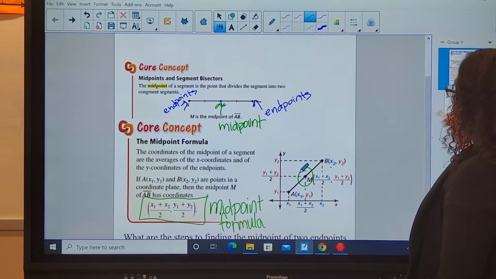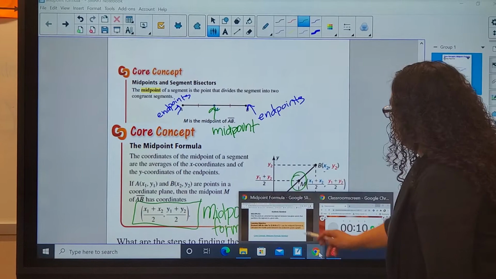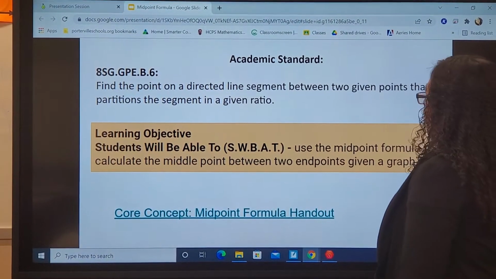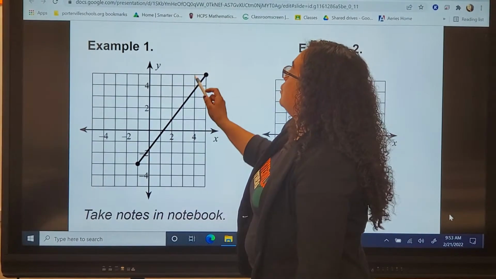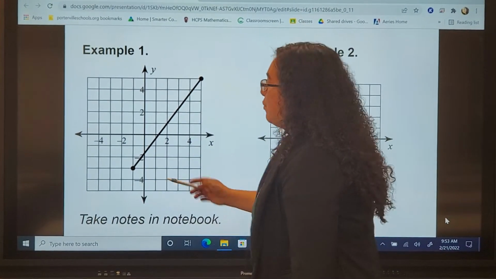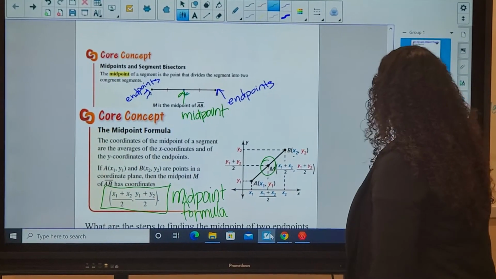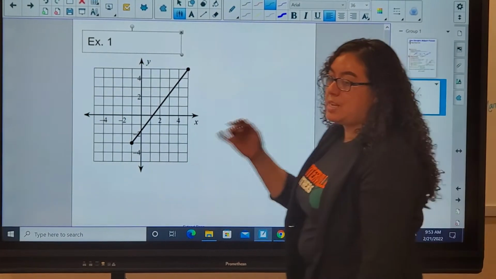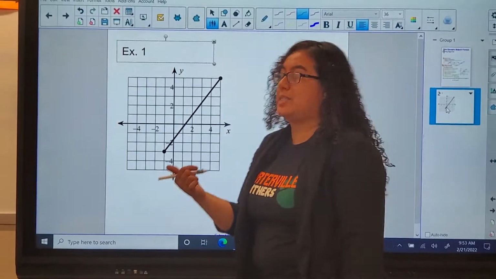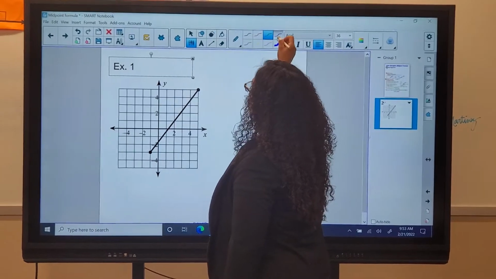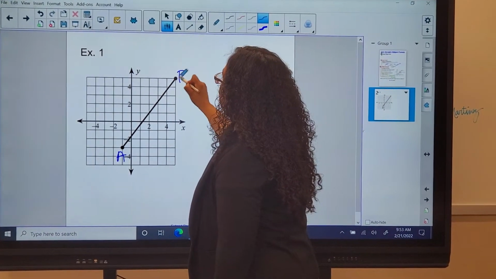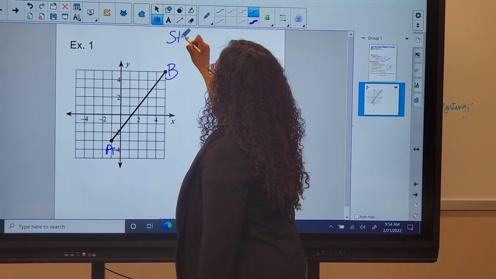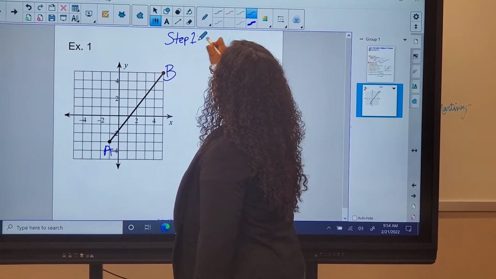Alright, go to your Pear Deck, go to slide 3, and you will see examples. Take notes in your notebook. I'm going to do example 1 first. Step by step, I'm going to verbally tell you the steps. Step number 1 is to label the points. I'm going to make that one A, and that one B. So step 1, label points.